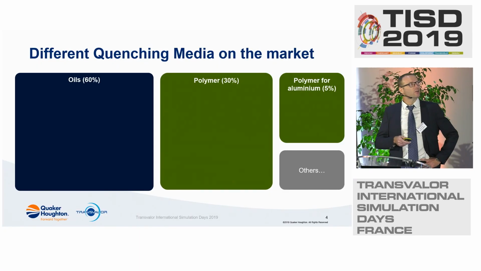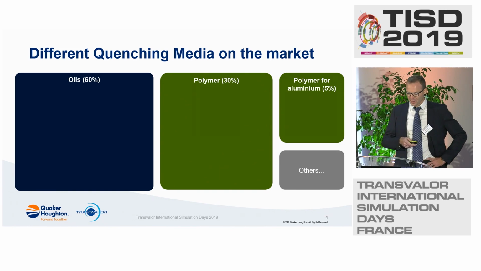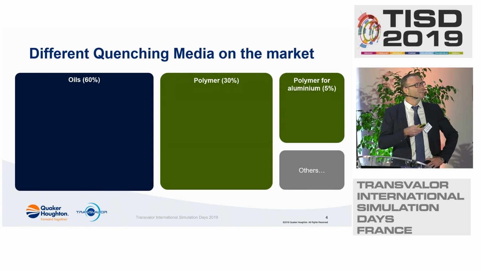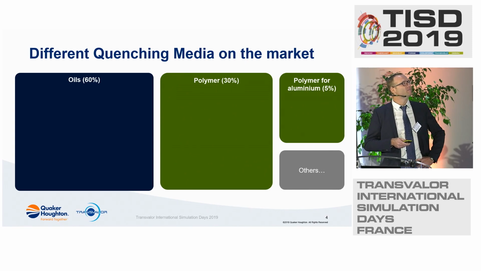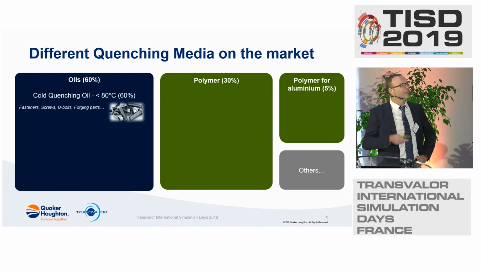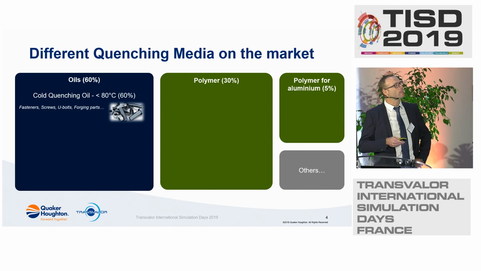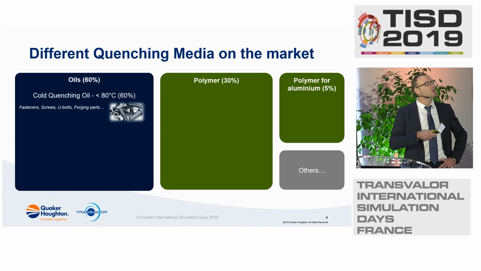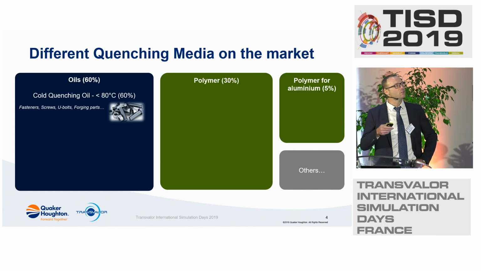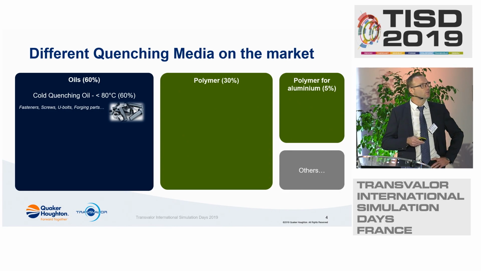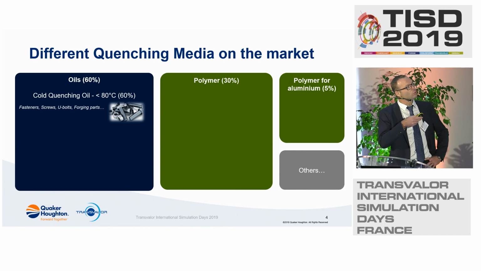So we will speak about different quenching media. Yesterday we had some red-white quenching, but today it will be not as fun quenchants. It will be oils and polymers. So in terms of market, oils represent something like 60% of the market. In this 60%, we can say that we have about 60% of cold quenching oil. Cold quenching oil means we use them below 80 degrees, between, I would say, 20 and 80 degrees. So it's mainly for fasteners, screws, U-bolts, forging parts.